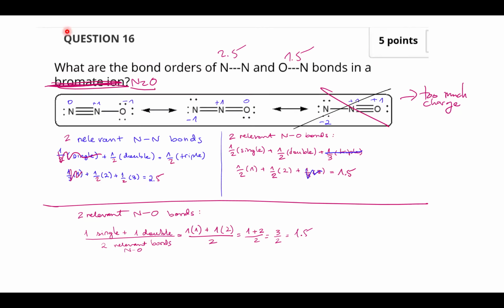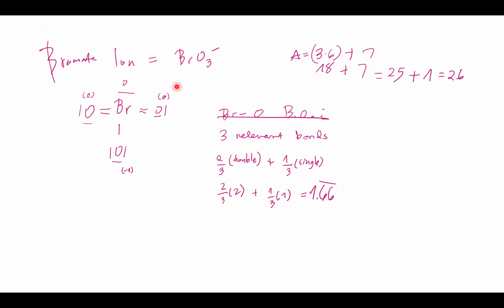Okay, see, I was so annoyed at this question, genuinely. Like, it's so misleading. It was asking you for the bromate ion, but it was asking you for the N to N bonds. And then it gave you the resonance for nitrous oxide. So I was annoyed, so I even did it for the bromate ion. You have a bromate ion, which is BrO3.